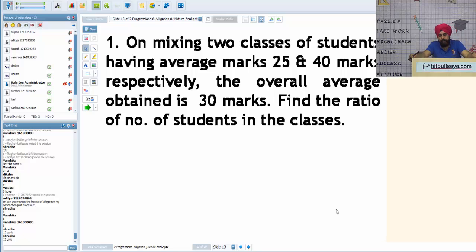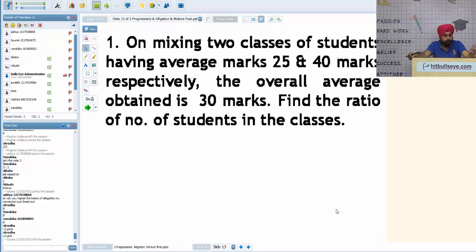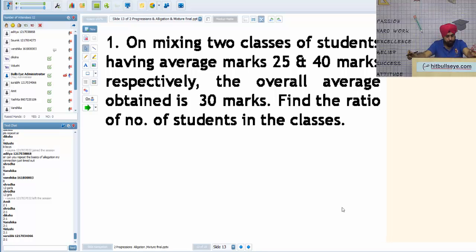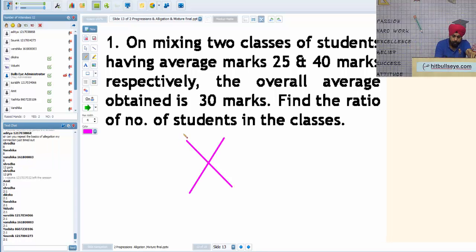So answer 1 or 2 questions. This one. And this alligation formula is applicable everywhere wherever you have 2 extreme values and their combined average. Amit and Shraddha have given the answers. Diksha also is giving the answer. Perfect. Vanshika, Vidushi, Surbhi, very good students. So it is 25 here, 40 here, 30 in between. The difference is 10. The difference is 5. So the ratio happens to be 2:1. You all have answered it correct.